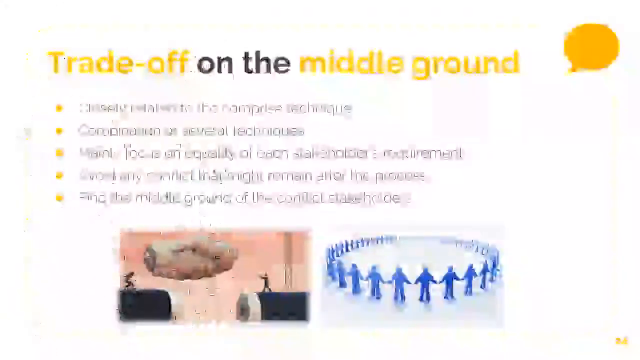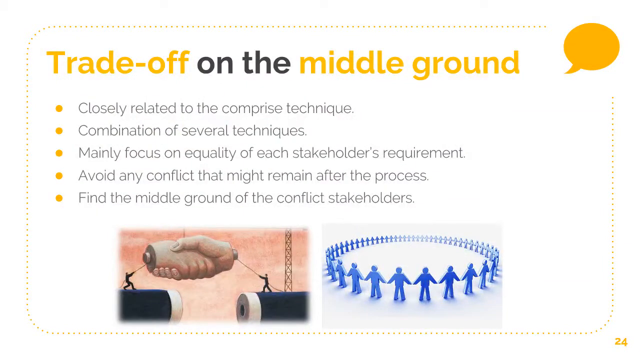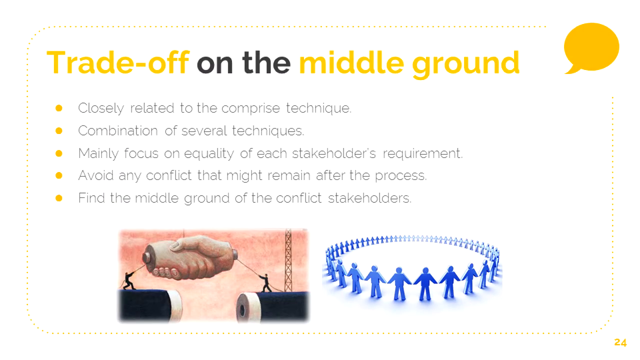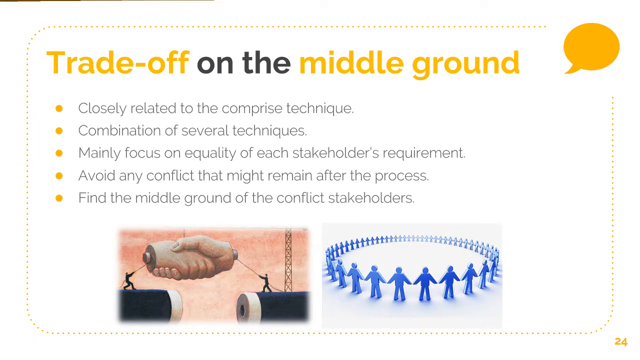So what is trade-off on the middle ground? Trade-off on the middle ground is closely related to the compromise technique. It is a combination of several techniques that have been seen. It mainly focuses on equality of each stakeholder's requirement. It tries to avoid any conflict that might remain after the negotiation process ends, and basically it tries to find the middle ground of the conflicting stakeholders.